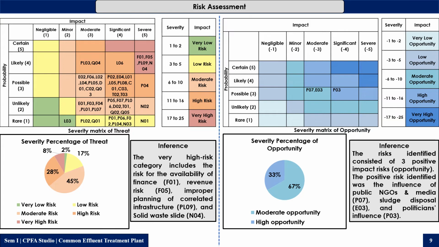The right side is a matrix of risks which can be an opportunity for the project, or say a positive impact on the project. That includes the influence of the public, NGOs and the media, and the sludge disposal: if we treat the sludge and dry it, this sludge can be used as fly ash for cement making and used as a source of revenue for the municipal corporation. And the influence of the politicians on the project is also an opportunity for the project.